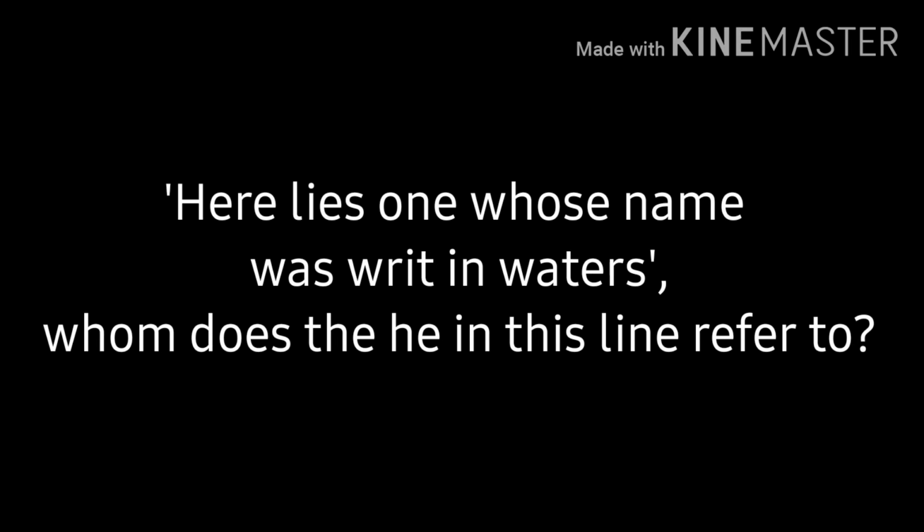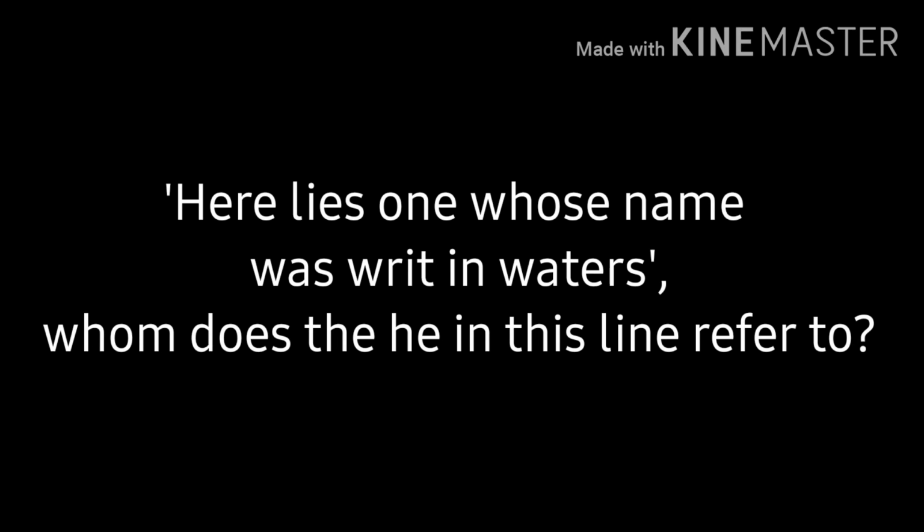Our next question. Here lies one whose name was writ in waters. Whom does the he in this line refer to? There was an English poet who wanted these lines to be inscribed on his grave or tombstone. Epitaph, we call it epitaph. The lines written on one's grave or tombstone are known as epitaph. And this particular poet wanted these lines, here lies one whose name was written in waters, to be written on his grave after his death. And we have to identify which English poet wanted these lines to be written on his gravestone or tombstone.